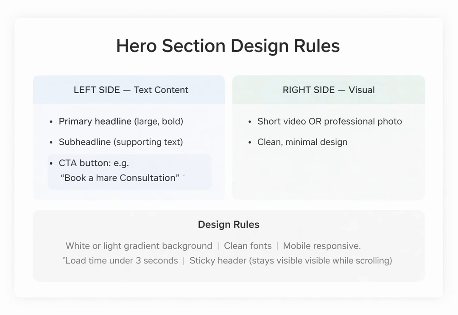For the hero section specifically, the instructor gives very clear design rules. On the left side, you put your primary headline in large, bold text, something like, "Let's build a strategy that actually works for your business." Below that, a supporting subheadline, and then a clear call to action button. On the right side, you put either a short video or a professional photo of yourself.